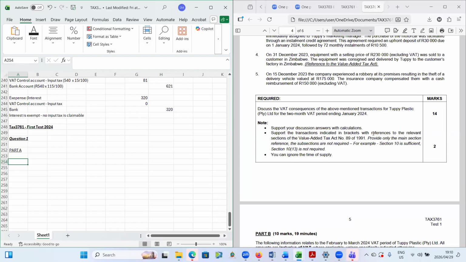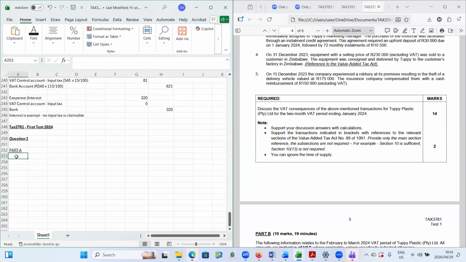Support the transactions indicated in brackets with reference to the relevant section of the Value-Added Tax Act. Provide only the main section reference. The subsections are not required. For example, section 10 is sufficient. So you don't say section 10, comma, subsection; that's not necessary. The question also says you must ignore the time of supply.